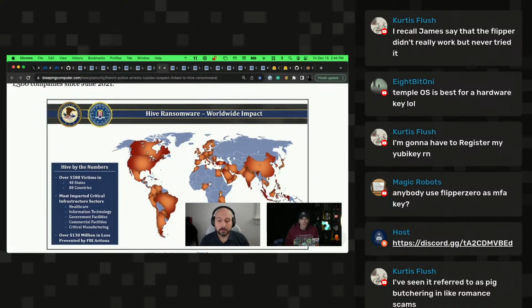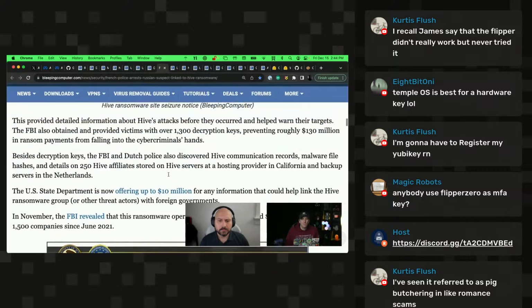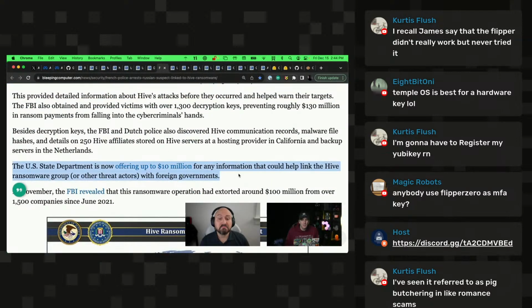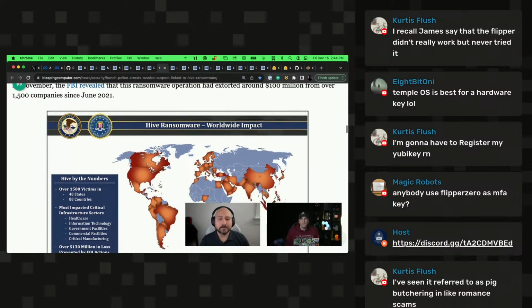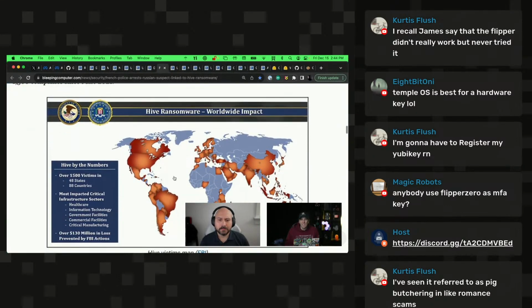Wow, yeah, a lot of impact from this particular ransomware gang. So I believe the U.S. government was also offering $10 million for any information that could help link the Hive ransomware group with foreign governments. Kind of an interesting wrinkle, implying that the U.S. State Department believes that a foreign government is actually behind these ransomware attacks. And if you look at this heat map, there's a couple places that haven't really been hit.